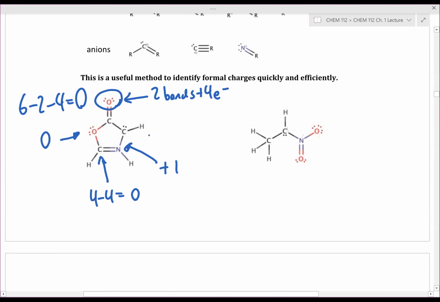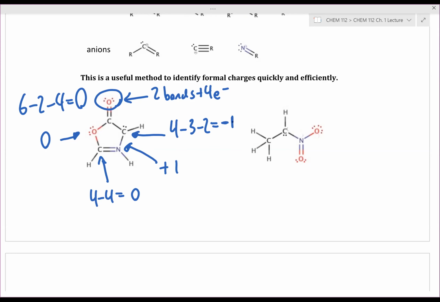Okay. Now, there's one other bonding motif that we have not yet seen. In this case, we have a carbon with 3 bonds and how many lone pair electrons? How many dots do we see on this carbon? 2. Okay, so calculating our formal charge, 4 minus 3 minus 2, that gives us a formal charge of -1. So a carbon with 3 bonds and a lone pair is anionic, has a negative charge.